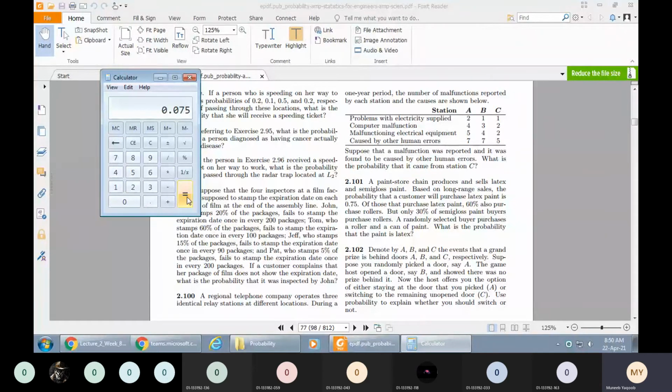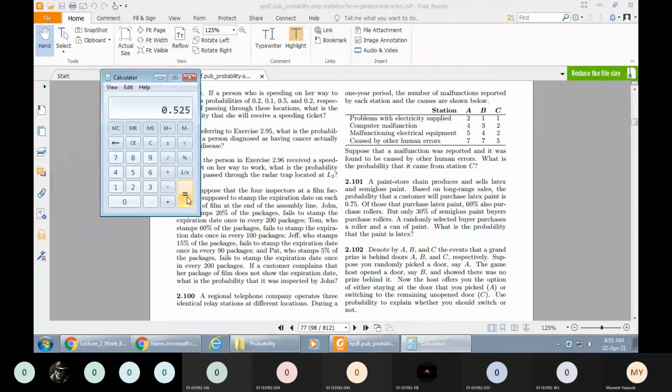So the total probability by adding these two probabilities according to Bayes' theorem is basically 0.525. So what we did, we calculated two probabilities of two intersections, probability of latex intersection roller and probability of semi-gloss intersection roller. Then we added these two probabilities and we got the total probability as 0.525. Now this is probability of roller. To get a roller, obviously we will do this thing.